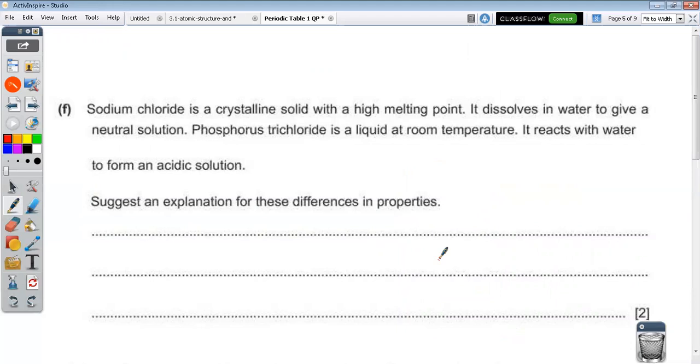Next one. Sodium chloride is a crystalline solid with a high melting point, the salt formed. It dissolves in water to give a neutral solution. Phosphorus trichloride is a liquid at room temperature. It reacts with water to form an acidic solution. Give an explanation for the difference in these properties. 2 marks. What is the explanation for the difference in those properties?